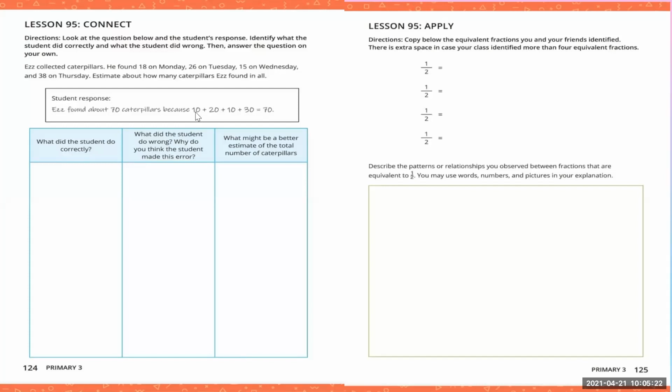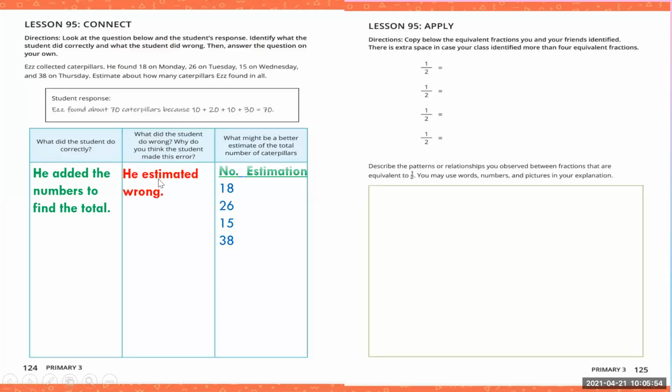No. And we should estimate 26 to 20? No. So he has some mistakes here. What did the student do correctly? If he wants to find in all, he should add. So it's correct because he added. But he estimated in the wrong way.